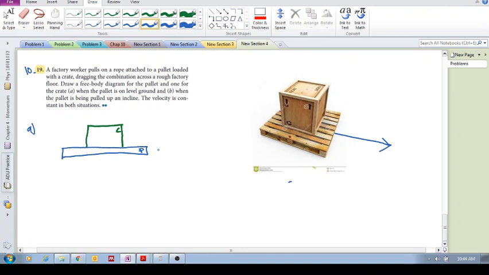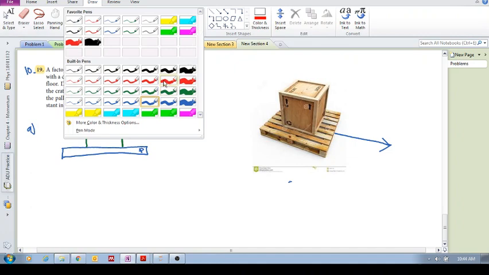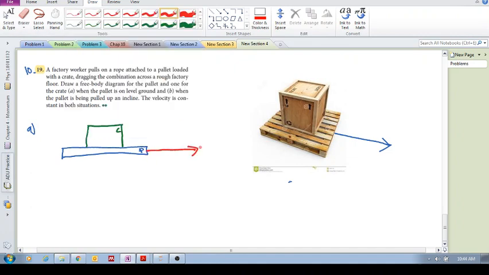So we need to draw free body diagrams. There's the force, but now we want to draw a free body diagram of the pallet and the crate. So I'm going to split these guys up. There is the crate, there is the pallet. Please try to do this on your own and then we can come back. Take 5 minutes, or 2 minutes, and try to figure it out.